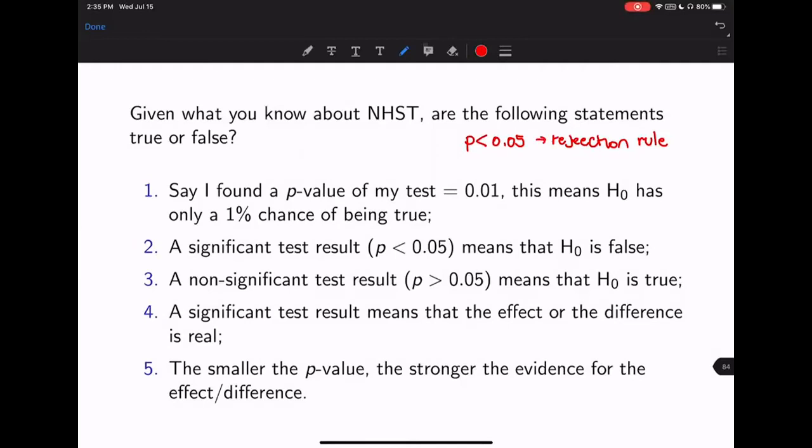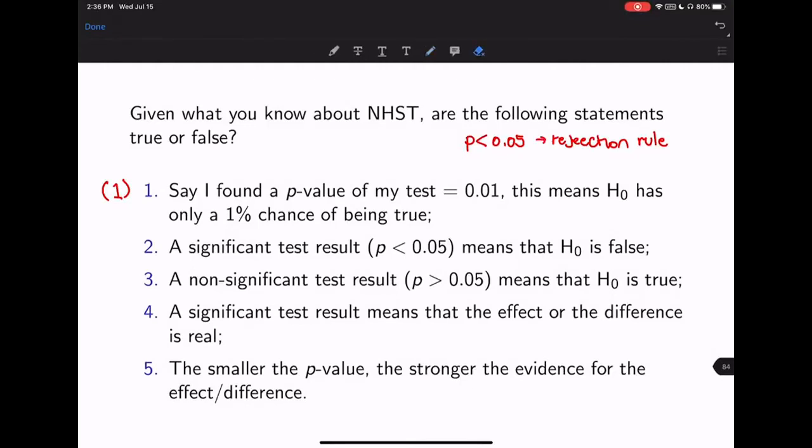Anyone else? Can you please raise hand if you think number one is true? If you click on chat, you will see a button with the words raise hand. Okay, let me note down. Okay, we have one respondent here.